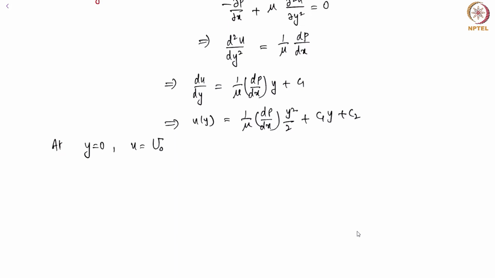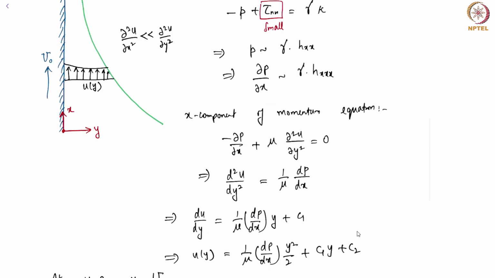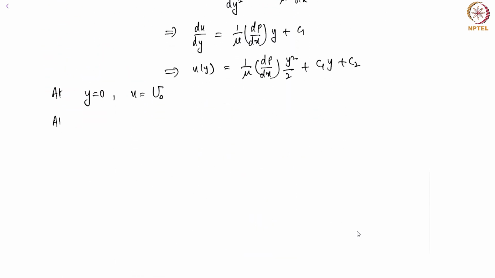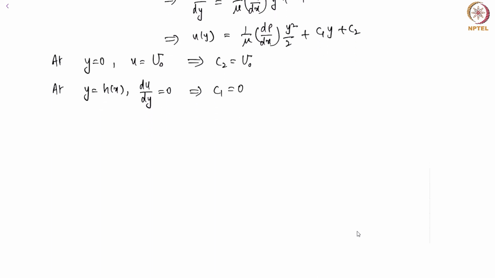That's the velocity of the plate. Remember, y equal to 0 is on the plate. The second condition is at y equals h of x, the tangential stress is 0, that is du by dy is 0. The first condition gives me the constant c2 to be u0, and the second condition gives me the constant c1 to be 0.